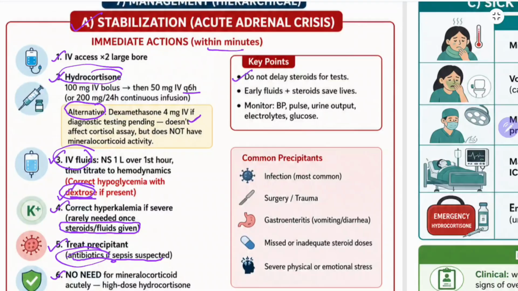Key points are: do not delay steroids for tests. Early fluids plus steroids save lives. Monitor what? BP, pulse, urine output, electrolytes, and glucose.